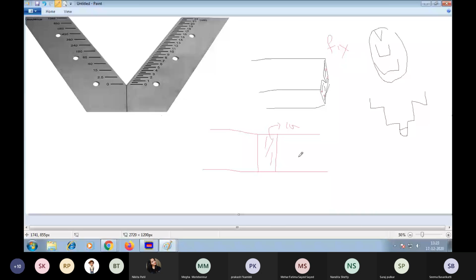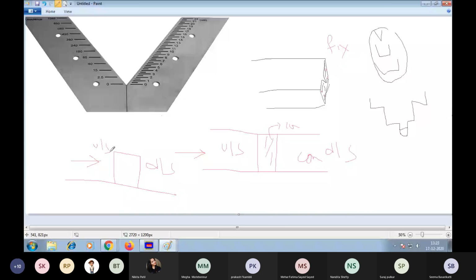A notch is fixed at the end of the channel. A weir is constructed inside the channel. If this is the direction of the flow of liquid, then this becomes the upstream side and this the downstream side. This is the top view. The side view is somewhat like this. This is the direction of the fluid, the upstream side, and this is the downstream side.